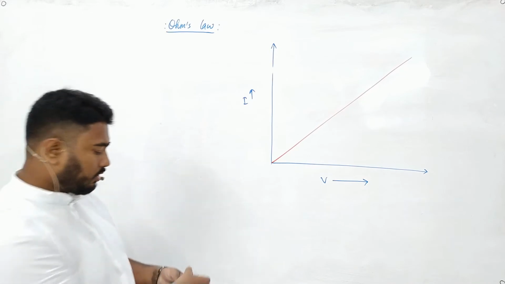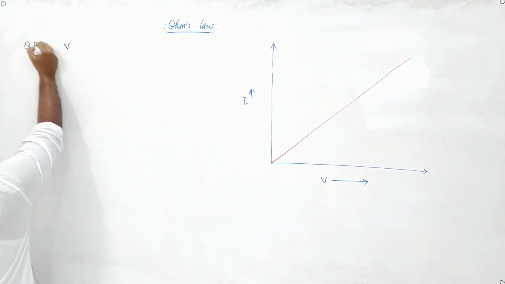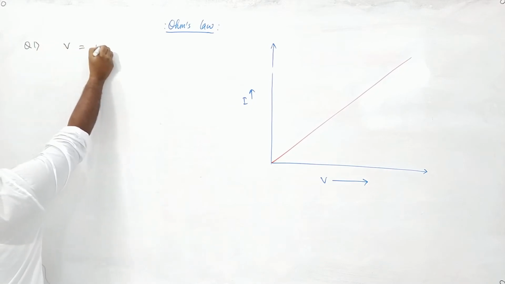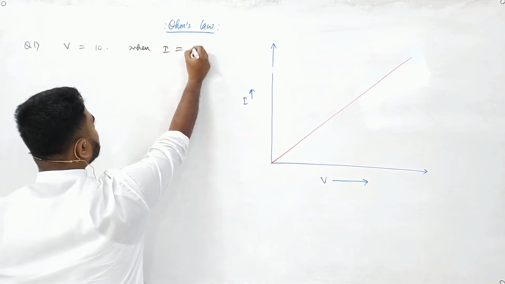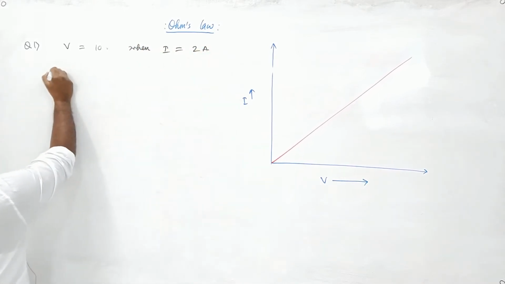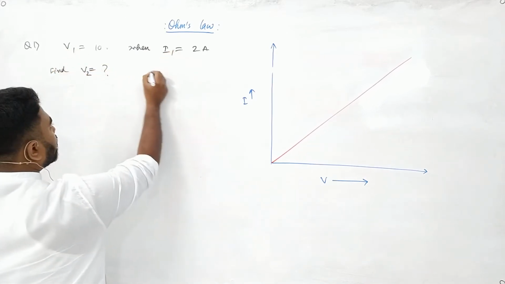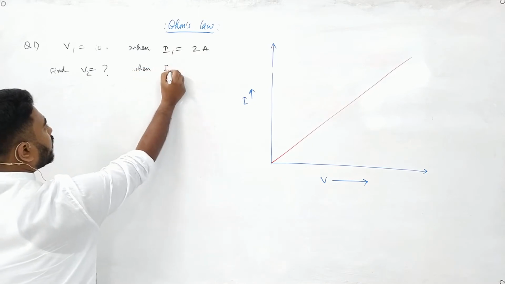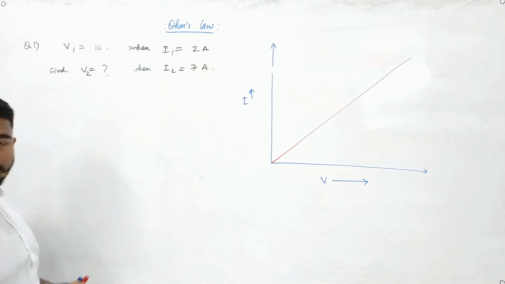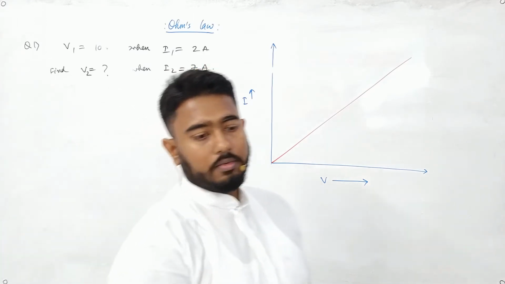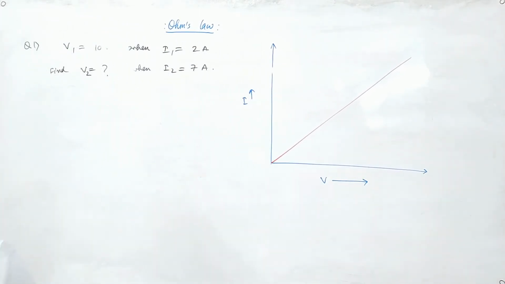If voltage is found to be 10 volt when current is 2 ampere, find out the voltage when current will be 7 ampere. Okay, find out the voltage when current will be 7 ampere. First, let us do this answer.